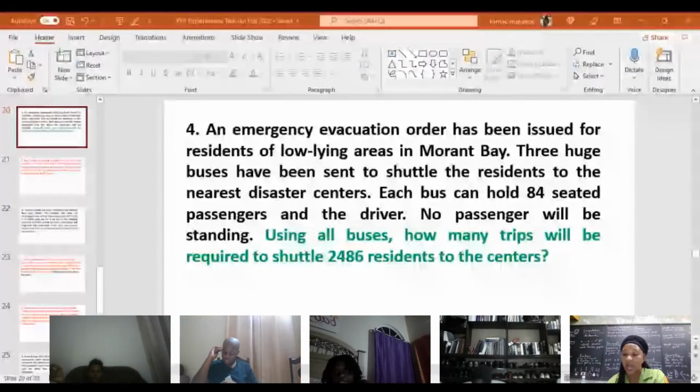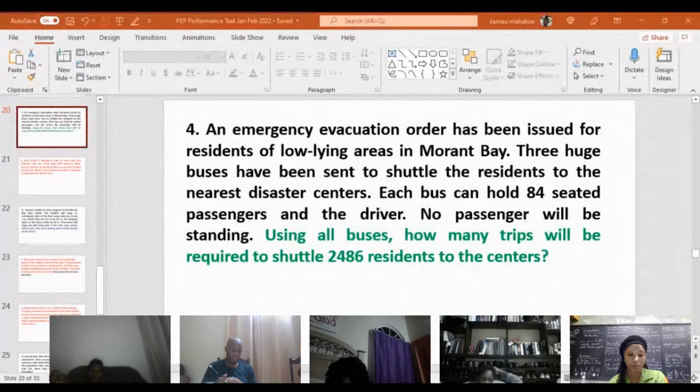Miss, what was the figure that you said was for the 85? 255. Okay, Miss. Yes, Miss, I did it that way and I got the 9.7, rounded it up to 10.